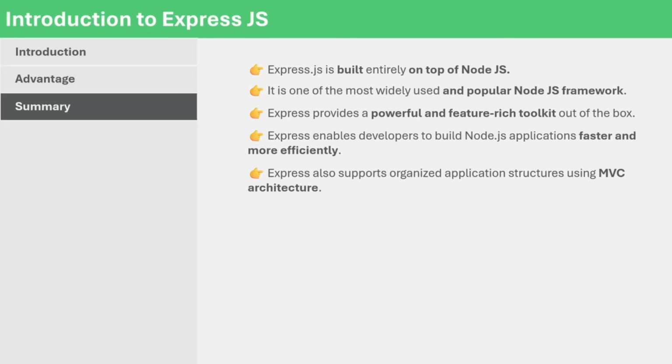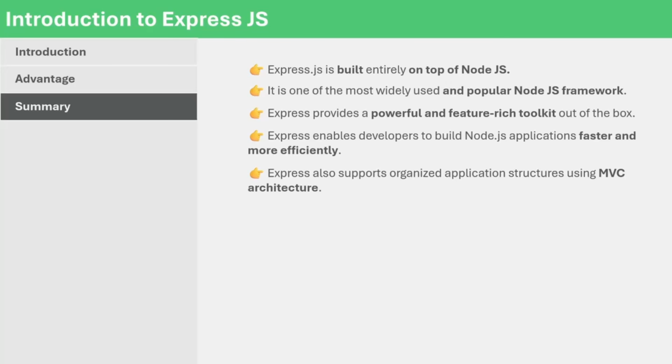So the points which you need to remember about ExpressJS is that ExpressJS is built entirely on top of Node.js. That means all of its functionality is powered by core Node.js modules and APIs. It extends the capability of Node.js without replacing its core behavior. And it is one of the most widely used and popular frameworks in the Node.js ecosystem. While there are several other frameworks like Koa, NestJS, and Fastify, Express has become a de facto standard for building web servers and APIs with Node.js.